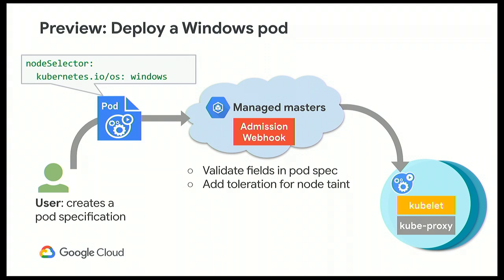And remember that I mentioned previously that some of the features work for Windows, some don't. And it's actually a very complicated process and documentation to look through. To help our users, we'll also be validating the fields in the pod spec, making sure that the features you are using are actually supported. And if not, we'll reject right away so that you know what's going on with your workloads.